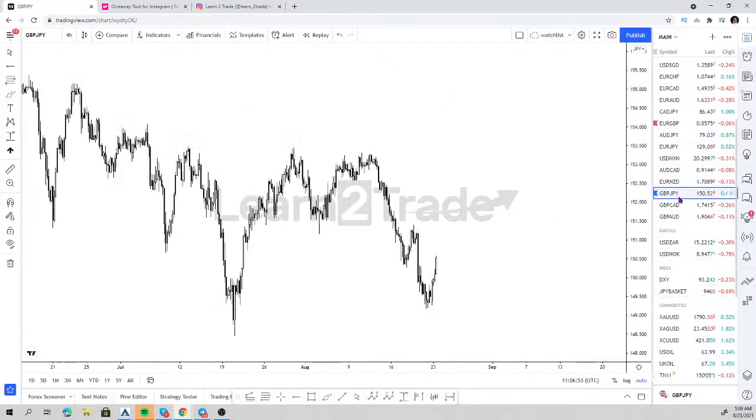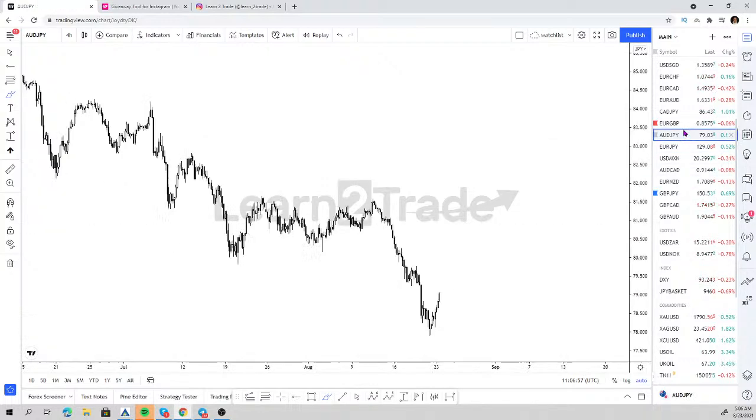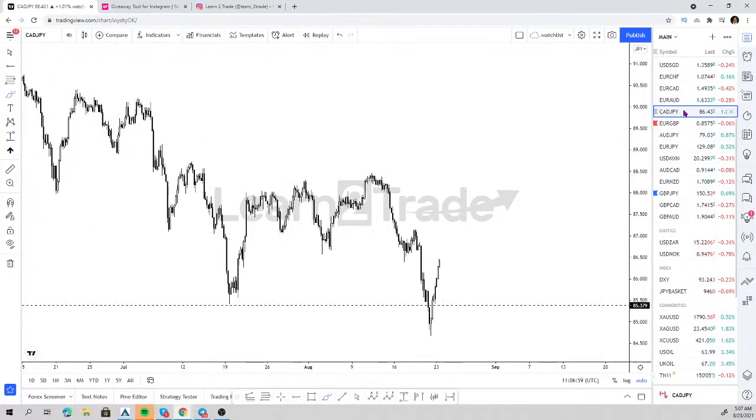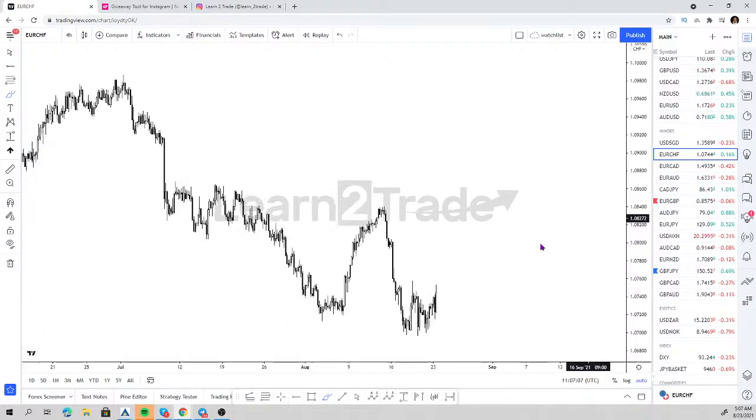So let's have a quick look at the yen pairs. Pound yen rallying, euro yen rallying, Aussie yen rallying, CAD yen rallying, and someone was on the Swiss franc yen. Of course, it's rallying. I don't even look at it; it's not on my watch list, but I'm pretty sure it's rallying.